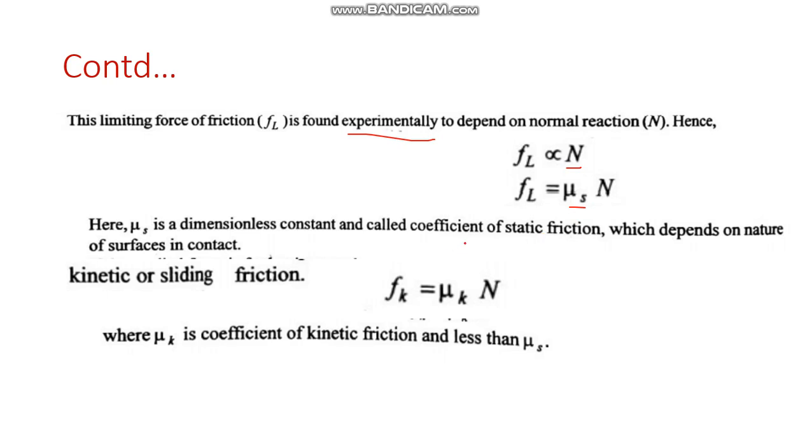If we talk about static friction, it's a dimensionless constant, but different surfaces will have different values. It's called mu s, the suffix is S. If the suffix is K, you talk about kinetic friction. When you say kinetic friction, you write K; for static friction, you write S. You write the normal reaction and multiply it with this constant value.